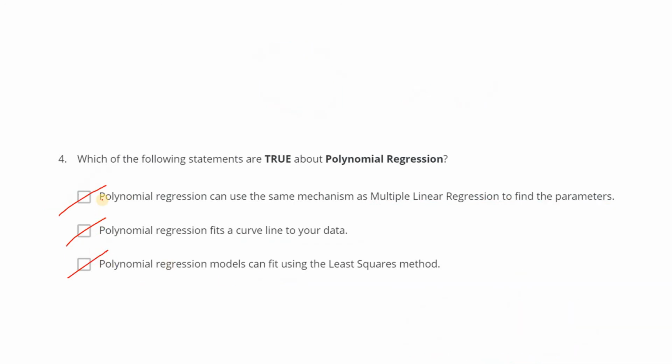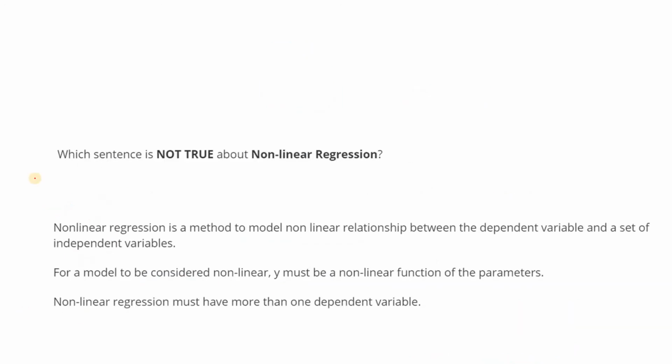Coming to the last question. Here actually all three are correct. Which sentence is not true about nonlinear regression? This is a single option correct question. Option A: nonlinear regression is a method to model nonlinear relationship between dependent variables and a set of independent variables. Option B: for a model to be considered nonlinear, y must be a nonlinear function of parameters. Option C: nonlinear regression must have more than one dependent variable. Pause my video, try to think about the correct answer. Here I am explaining. This particular problem is very simple.